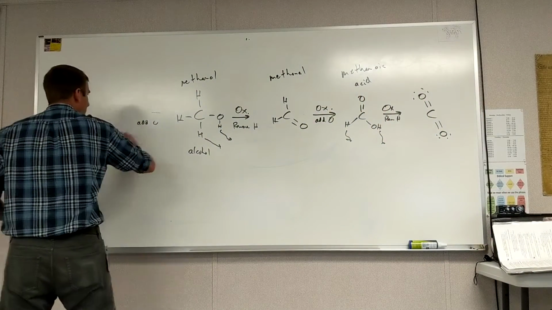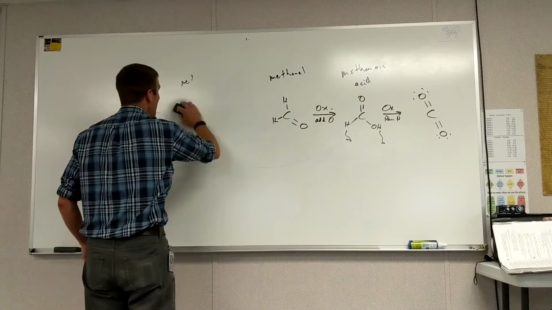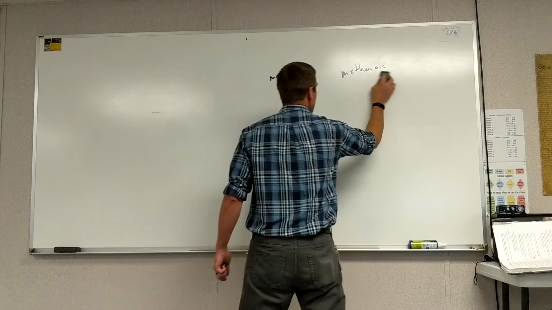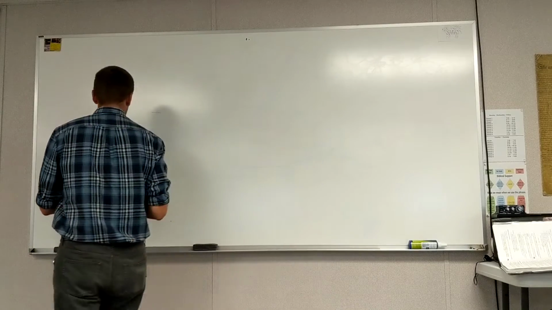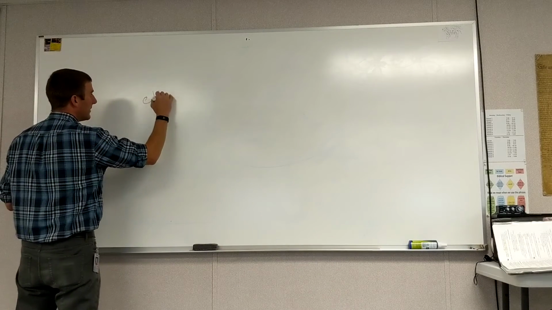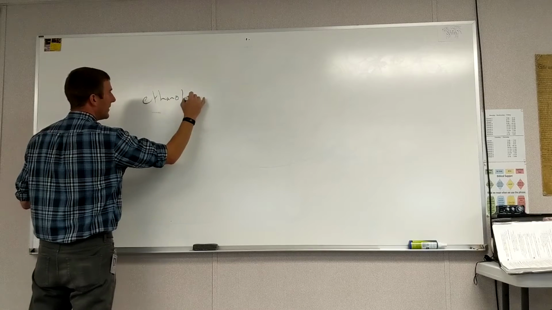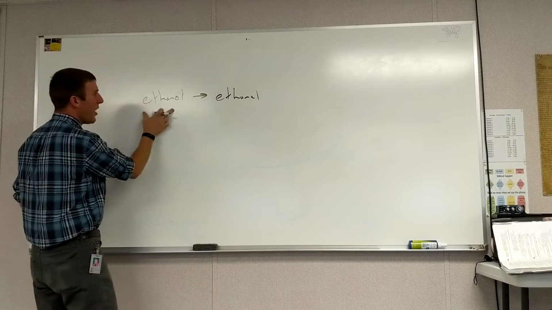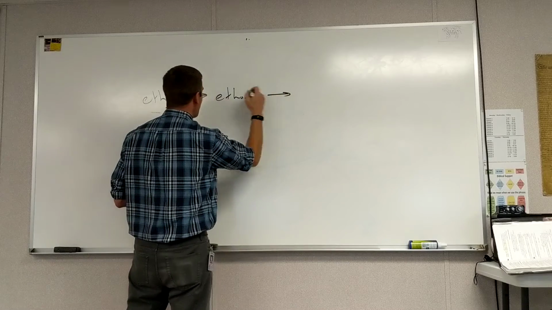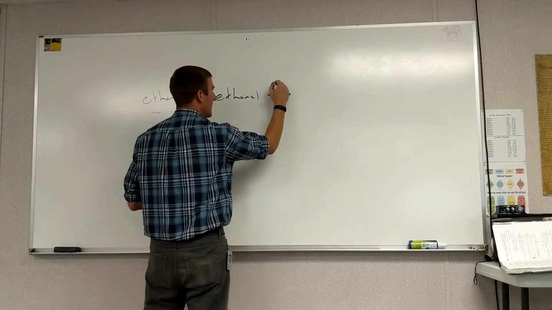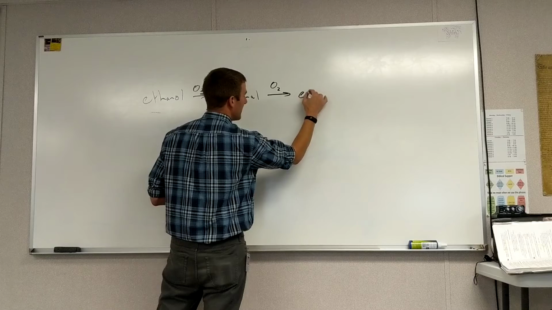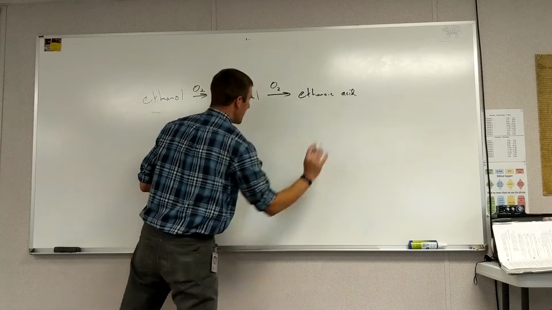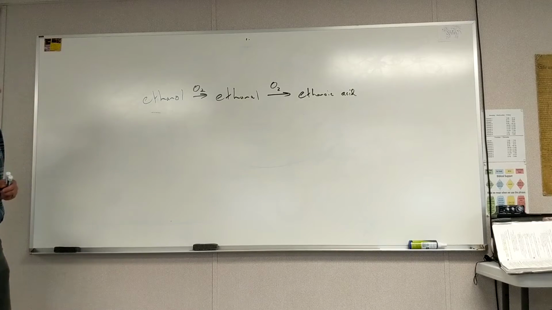If I have ethanol, I'm going to make ethanal. And if I still have oxygen in the environment, my ethanol was turned into ethanal. If I still have oxygen in the environment, I'm going to make ethanoic acid. See if you can draw all of those out.